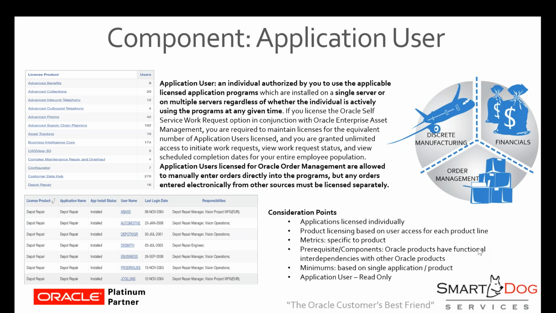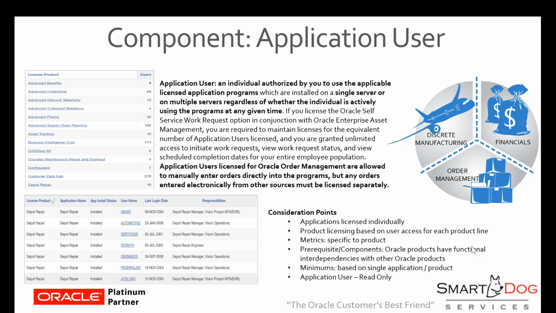Another element in the application user metric definition is the requirement that, especially for Oracle order management, only application users are able to manually enter orders into order management. But any other orders that are entered electronically from other sources must be licensed separately. And we'll talk about that, how that model plays out.